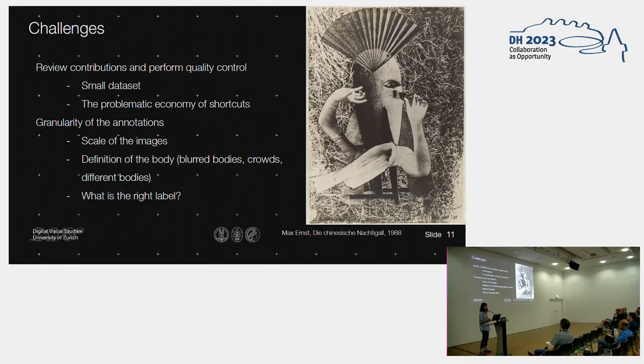There is also the challenge of the granularity of the annotations. So it's about the scale of the images. Should we allow users to zoom into images which sometimes have very small bodies depicted in the landscape?